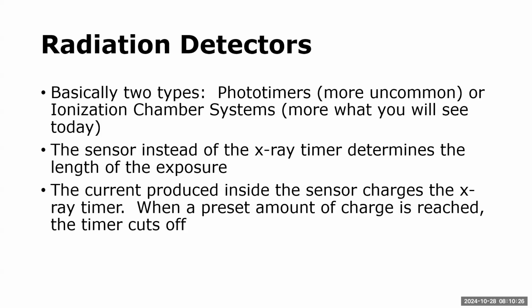So that's why we say it's automatic exposure control, instead of us manually setting an mAs for a particular part. So the current produced inside the sensor charges the X-ray timer, and when a preset amount of charge is reached, then the timer cuts off. So it's looking for a specific amount of charge. That is preset. It's told, hey, whenever you receive this amount of charge or this amount of signal that charges that timer, then cut off.